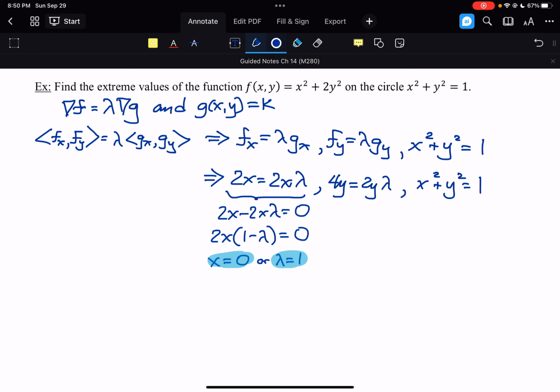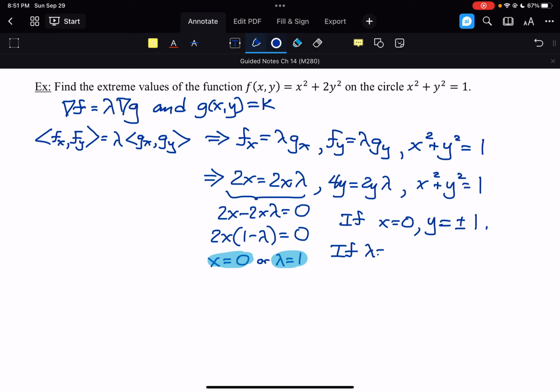So now let's look at the implications of that. What does that mean? So if x equals 0, and we look at the constraint here, if x is 0, then y squared equals 1. So y would be equal to plus or minus 1. Okay, and we can have negatives now because we're not dealing with a contextual example.